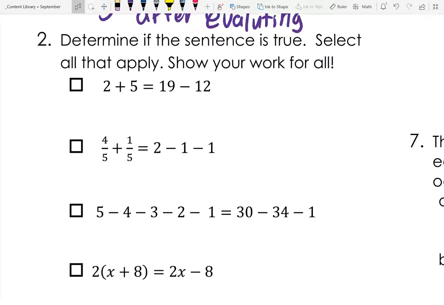Determine if the sentence is true or false. Select all that apply. So the first one, kind of similar to number 1, is just evaluate and see if it's true. See if the left side equals the right side. The left side, 2 plus 5, is equal to 7. And the right side, 19 minus 12, is also equal to 7. So because 7 is equal to 7, that makes that a true statement.